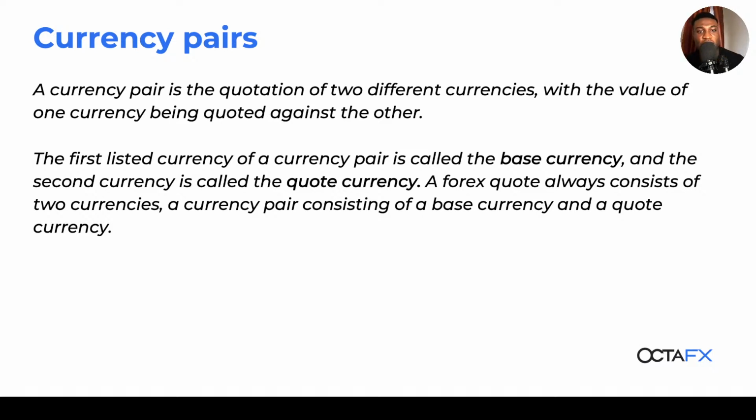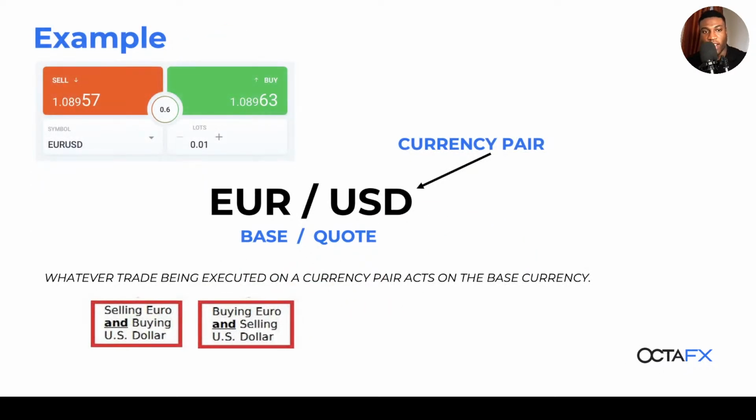So the first listed currency of a currency pair is called the base currency, and the second currency is called the quote currency. So remember, it's made up of two currencies. The first currency in the currency pair is called the base currency, and the second currency is called the quote currency or the counter currency, right? Now, a forex quote always consists of two currencies, a base currency and a quote currency. Now, let me show you guys what I mean by base and quote currency.